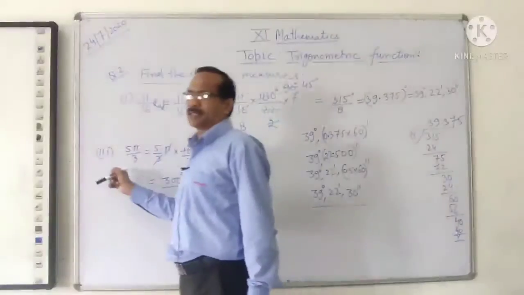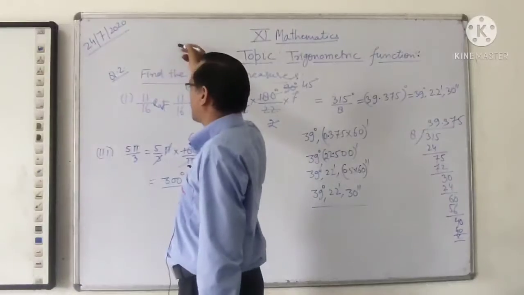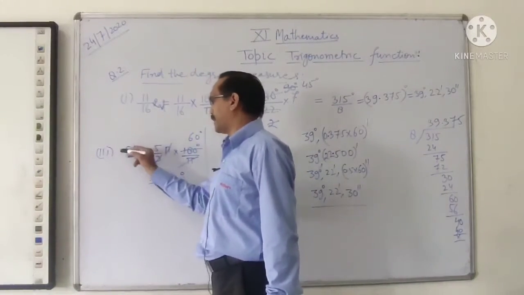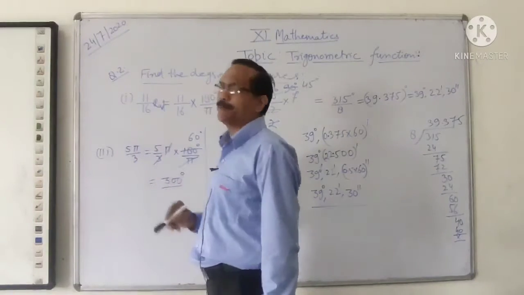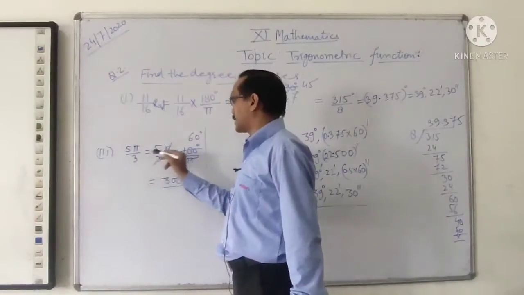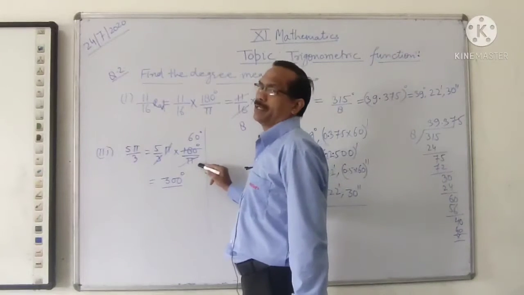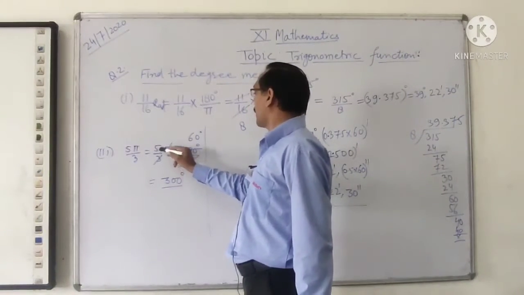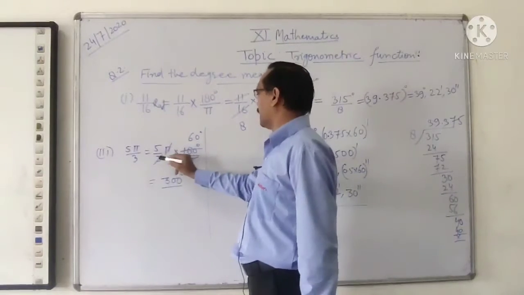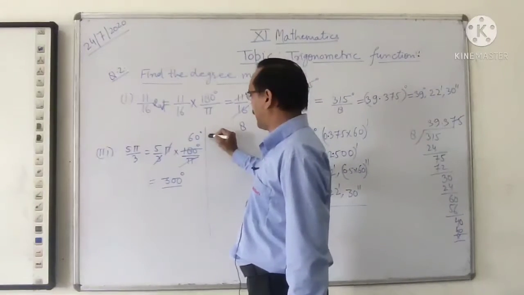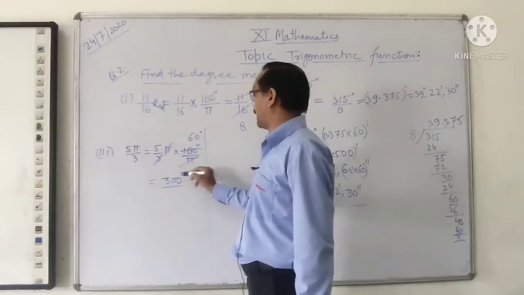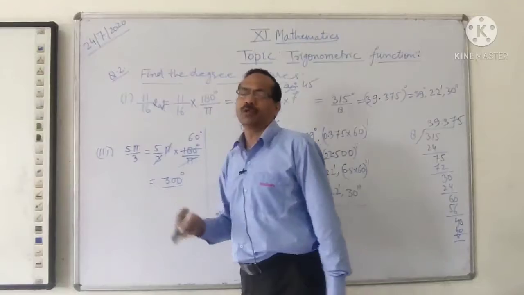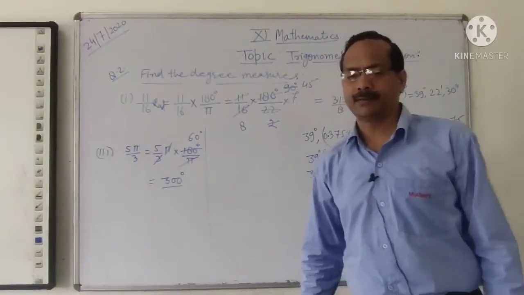Now let's come to the third part. The second part is the same as the first part. In the third part, the number given is 5 pi upon 3. Now we will multiply this number by 180 degree upon pi. Then pi cancels, so it is 5 upon 3 into 180, 3 6s are 18. So 5 into 60 equals 300 degree. So 5 pi upon 3 equals 300 degree.